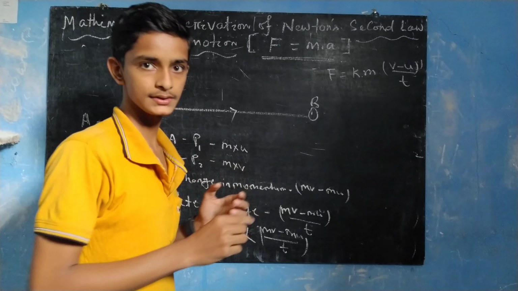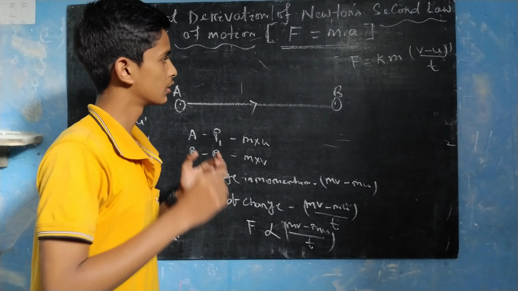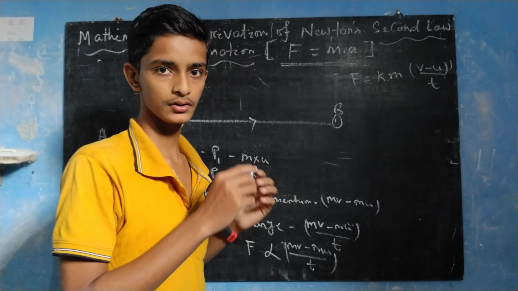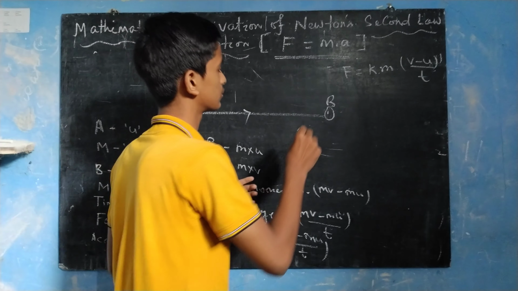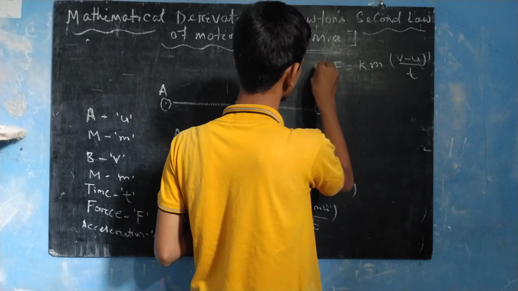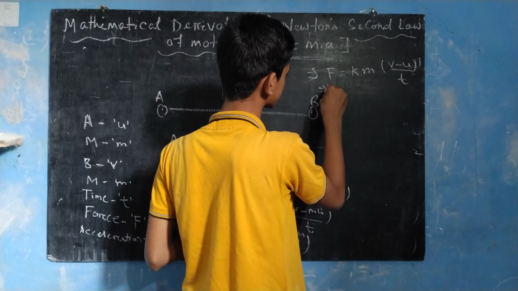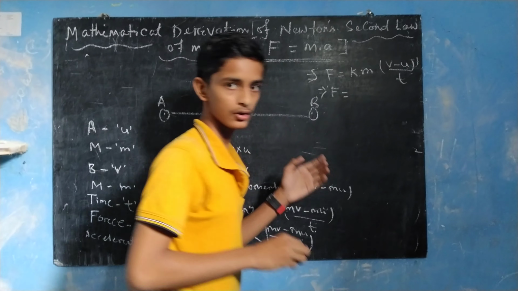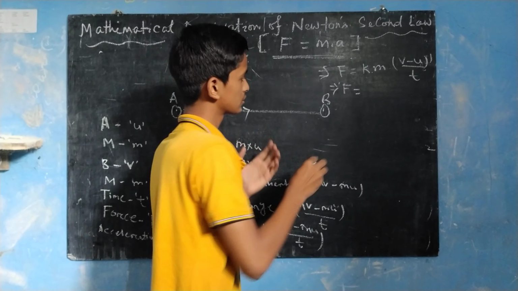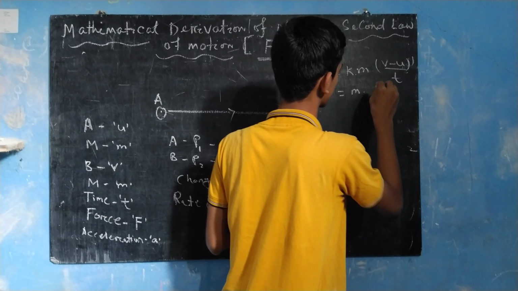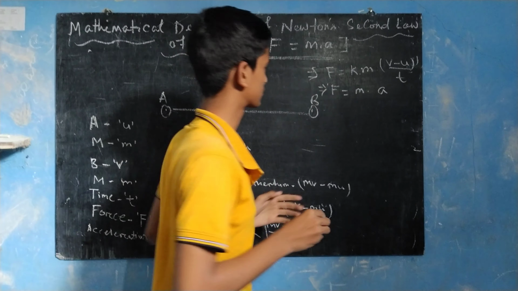Friends, from the first equation of motion, we know that the acceleration is equal to (v minus u) by t. So in place of the expression we can write a. So it implies F is equal to k into m into a, where k is the constant of proportionality.